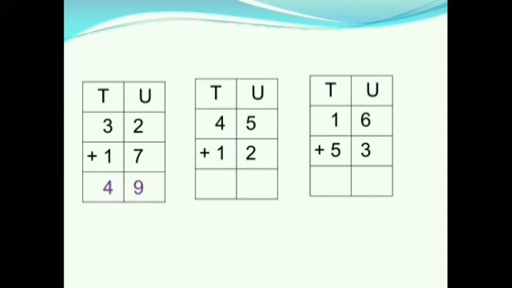Children, now we will solve the second question. That is 45 and 12. First we should add the digits in the units place. Which digits are there in the units place? They are 5 and 2. 5 plus 2 is equals to 7. So we will write 7 in units place.